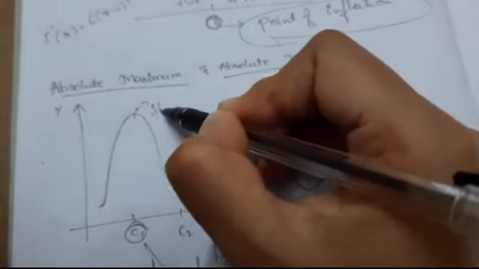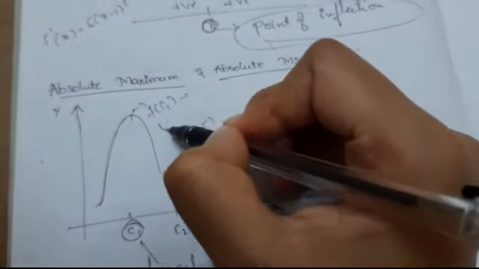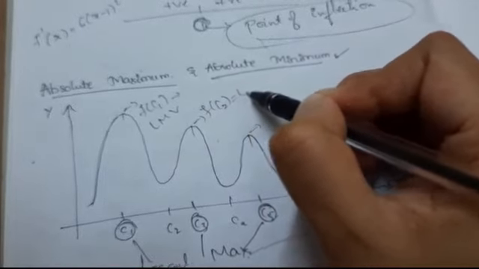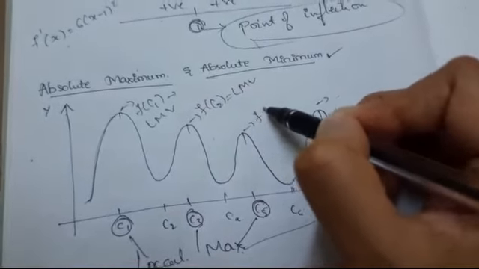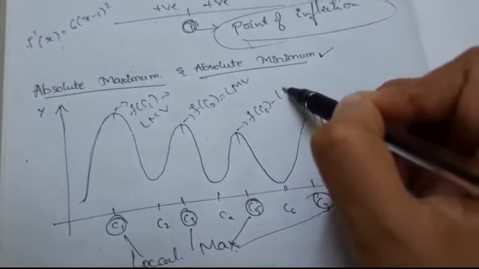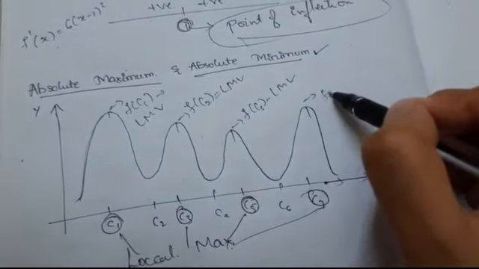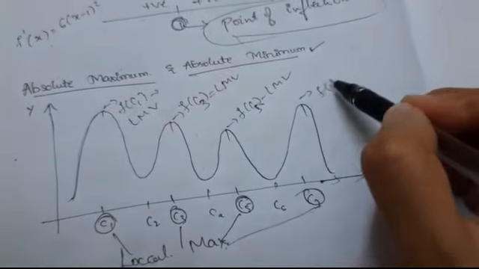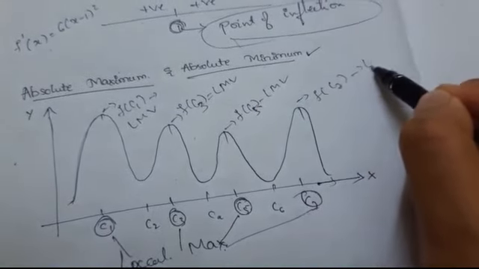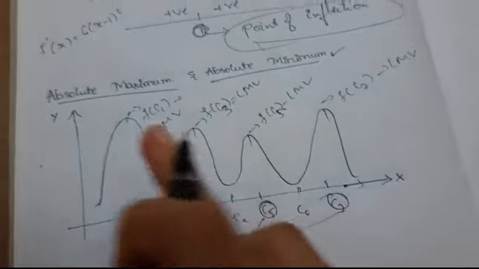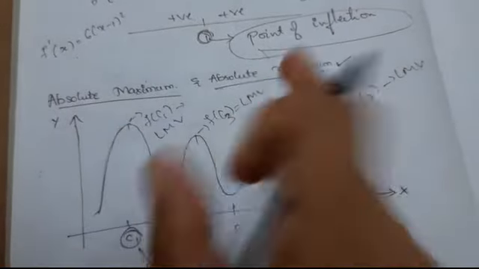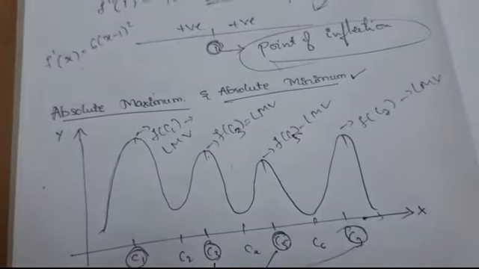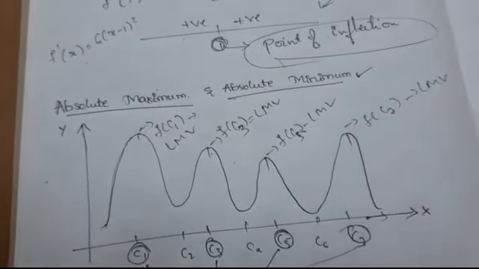That is, f of C1 is called a local maximum value. f of C3 is also called a local maximum value, and f of C5, not C3, here it is C3, and f of C7, this is called a local maximum value. So when I am talking about absolute maximum, out of these 4, which is the highest, which is the maximum value.